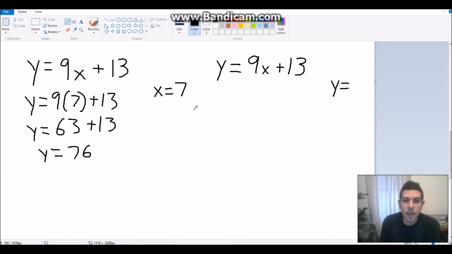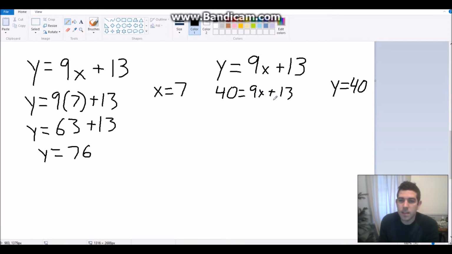Easy. But now, what happens if they give us y equals, let's say, 40? I'm going to rewrite this same problem with y equals 40. So I'll not replace the x, I'll replace the y with 40. Now what you notice here is that I can't really do any math because I can't multiply 9 by x because I don't know what x is. This is where we have to use our old friend inverse operation. Remember inverse operation? Well, let's see.